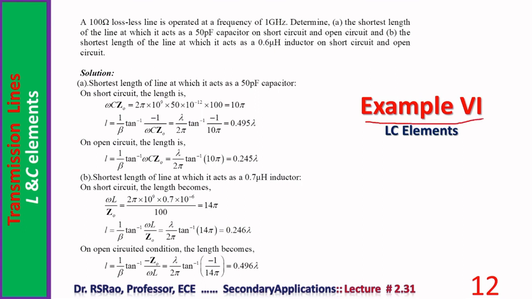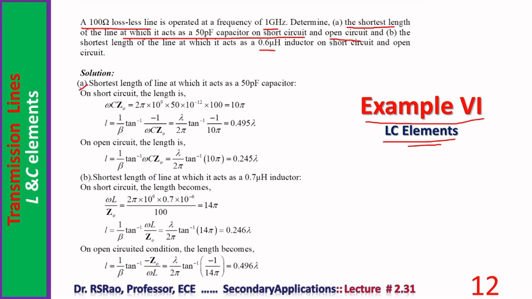Another problem, example 6, is also set around fabrication of LC elements from lossless line sections. A 100 ohm lossless line is operated at a frequency of 1 gigahertz. Determine the shortest length of line at which it acts as a 50 picofarad capacitor on short circuit and open circuit, and the shortest length of the line at which it acts as a 0.6 microhenry inductor on short circuit and open circuit. This problem is very much similar to the problem which we considered just now, so we can go very fast.